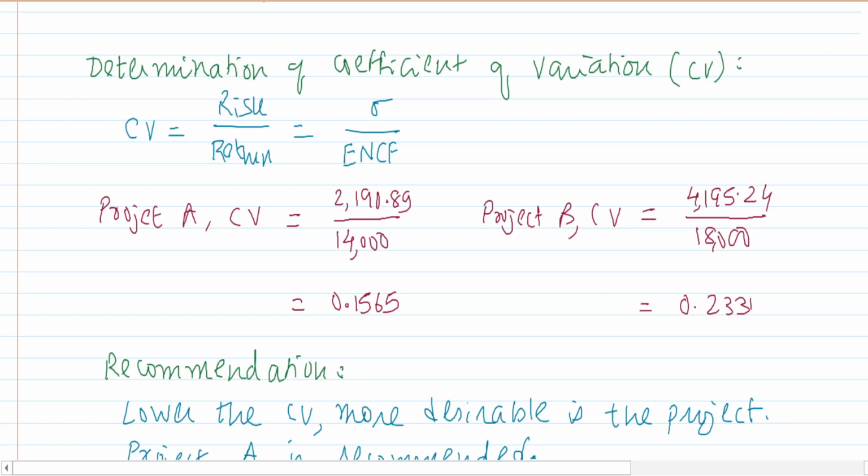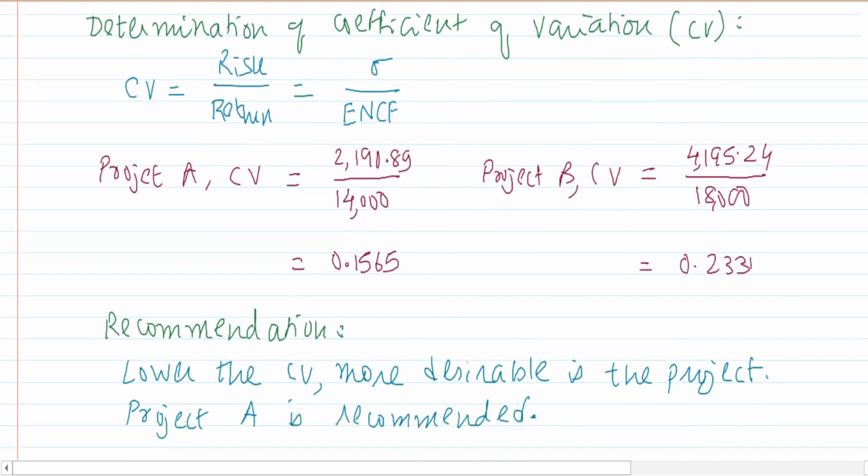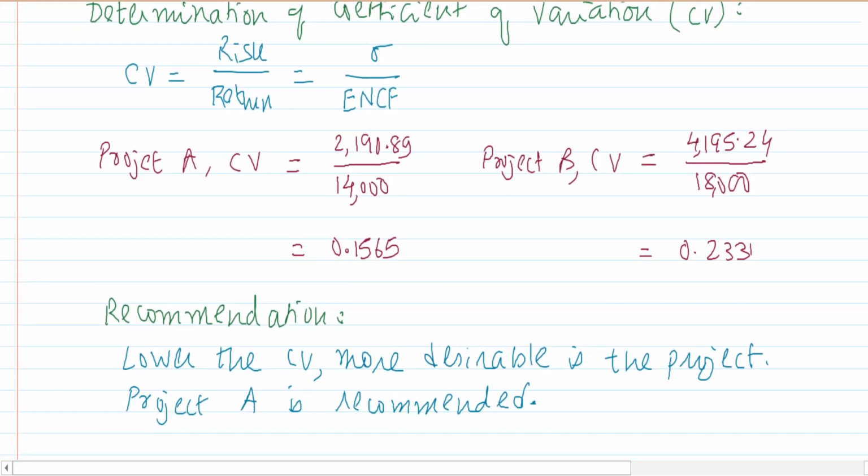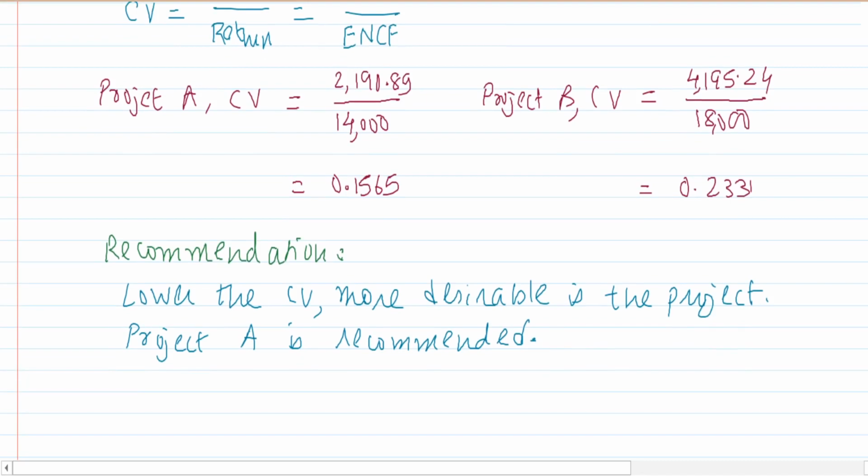The standard deviation will be divided by the expected net cash flow. For project A, we are getting 0.1565, while for project B, we are getting 0.2331. Lower the CV, more desirable is the project. So we are recommending project A.